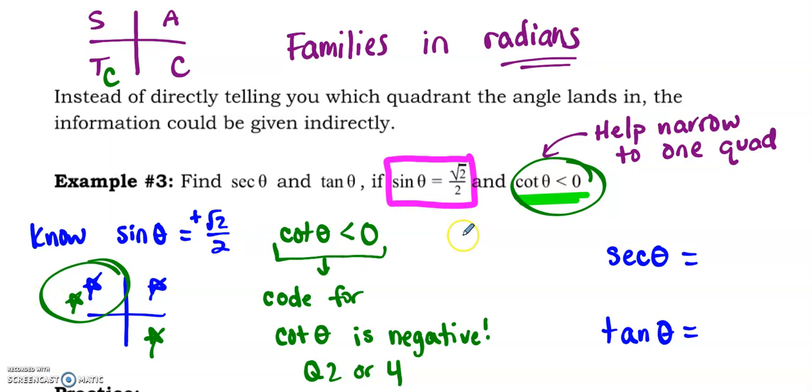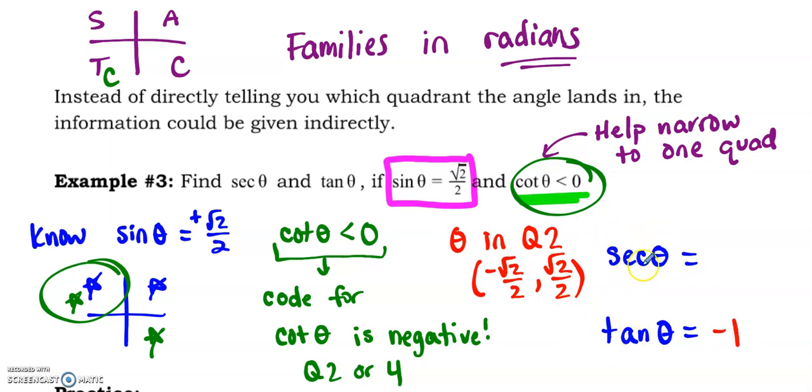So what does that mean? It means we have an angle in quadrant 2, and the ordered pair has to be negative root 2 over 2 comma positive root 2 over 2. And we're going to use this information to answer these two questions. Okay, so the tangent, that's pretty quick and easy. That's negative 1. And then the secant is going to be the reciprocal of the cosine value. So I look at this cosine value. The reciprocal of that is negative root 2.